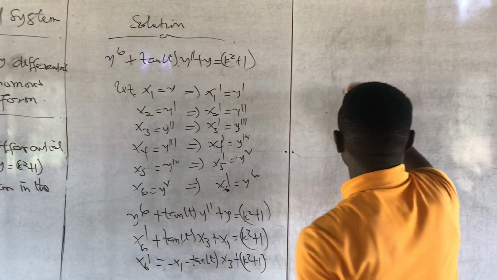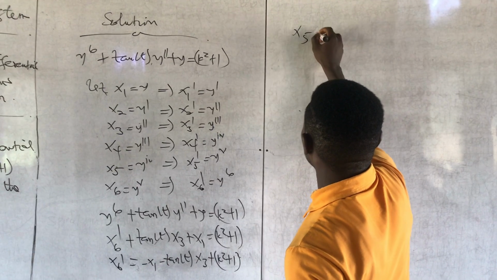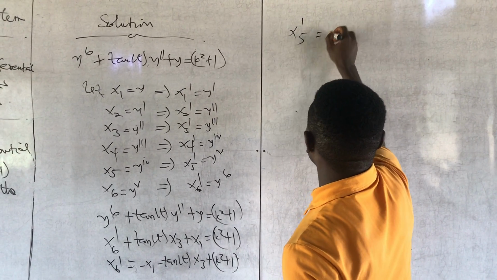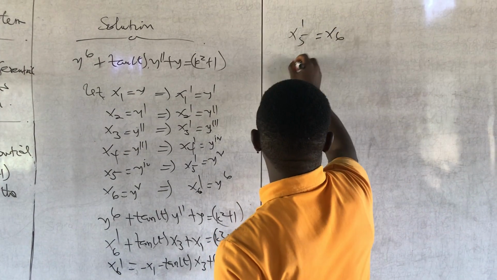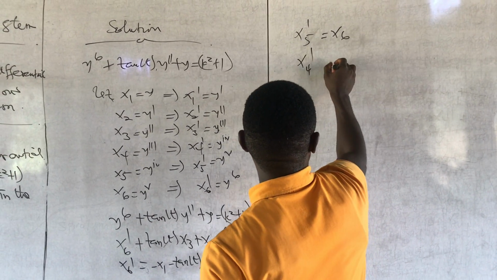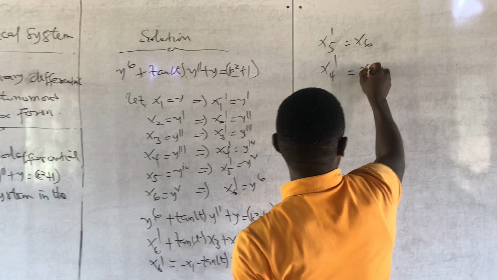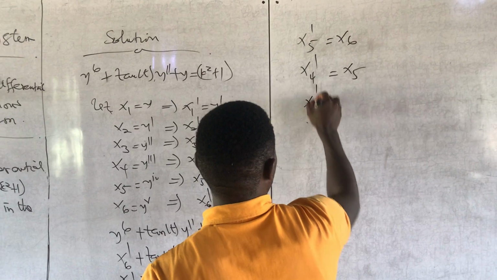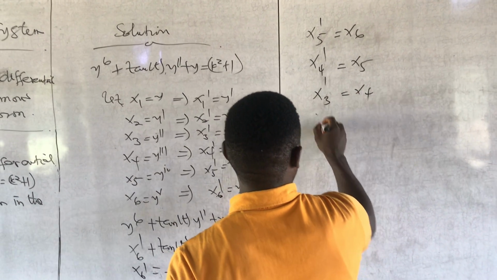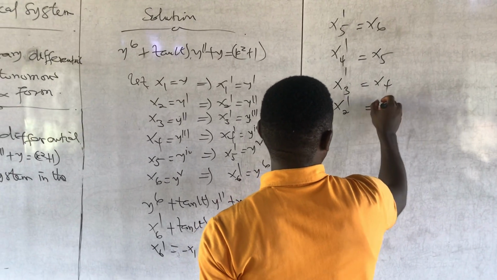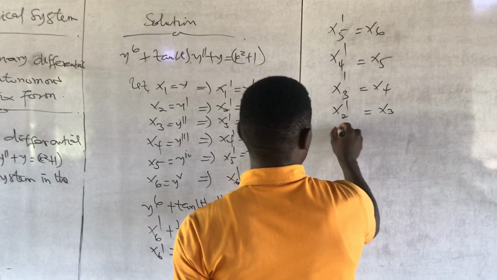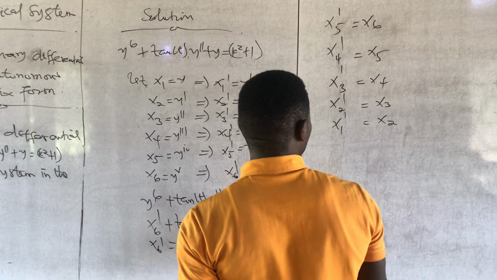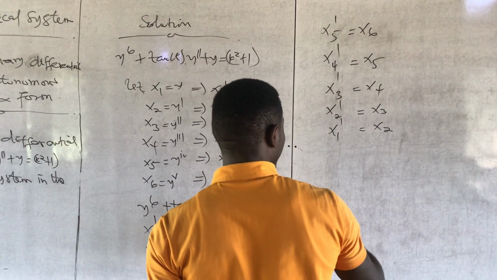Now our x5 prime is equal to x6. Then our x4 prime is equal to x5. Our x3 prime is equal to x4. Our x2 prime is equal to x3. Our x1 prime is equal to x2. Now we will write this equation in our autonomous system.